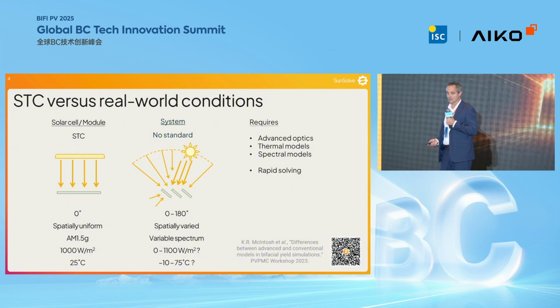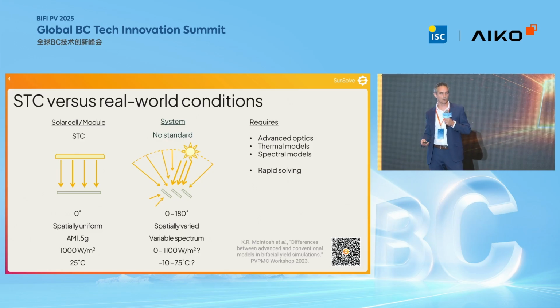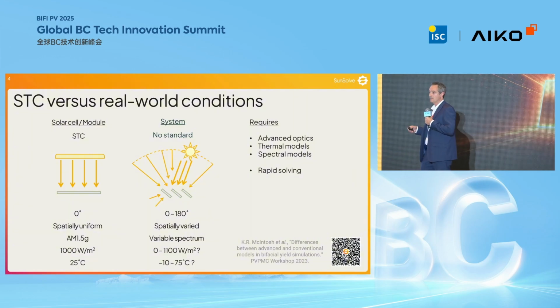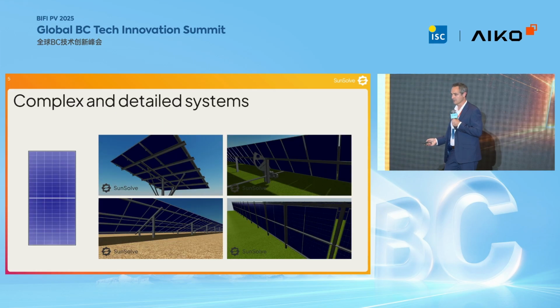So what does that require? We need advanced optics, and we use forward ray tracing. We need thermal models, and we need spectral models. And Andreas kind of mentioned this as well, is we're also looking for rapid solving. We don't want something that takes too long to get the answer. And so some of the decisions we make are around making these things quick. The yield solving in SunSolve takes minutes. Part of how we've sped that up is massive online parallel processing of the ray tracing itself. So we provide that for our customers.